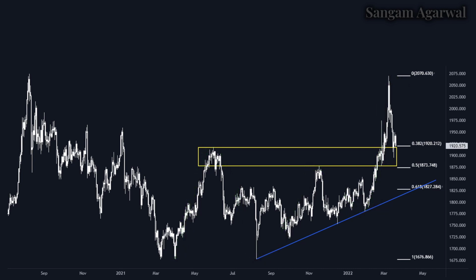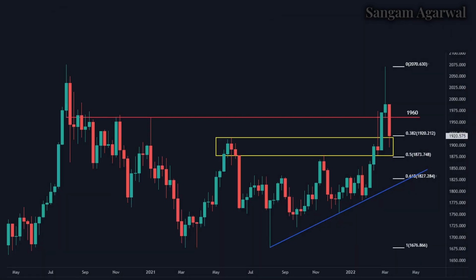Below 1880 we have this trend line support, tested 3 times, and the 61% retracement at 1829. If you compare this daily time frame with the weekly, then you can see the closing of the weekly candle outside this resistance zone.